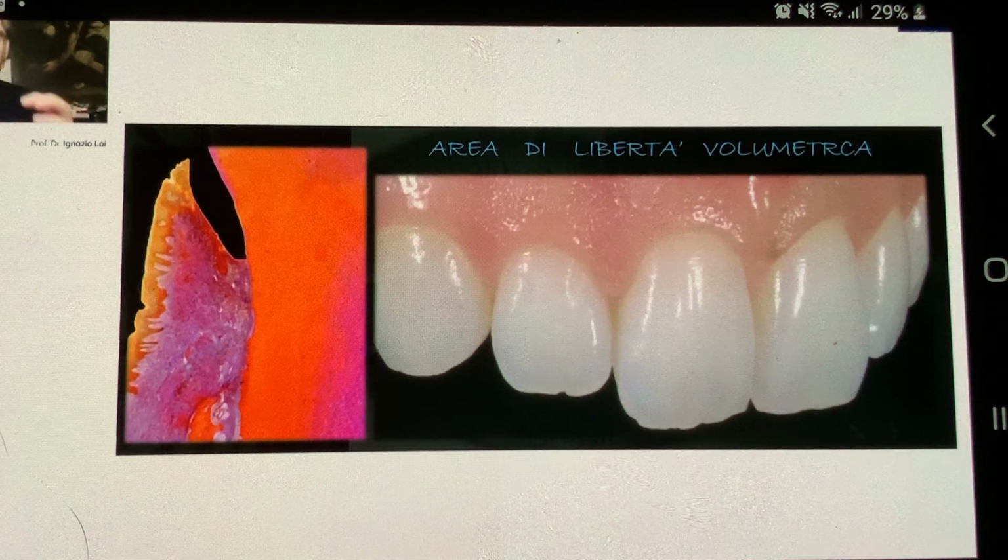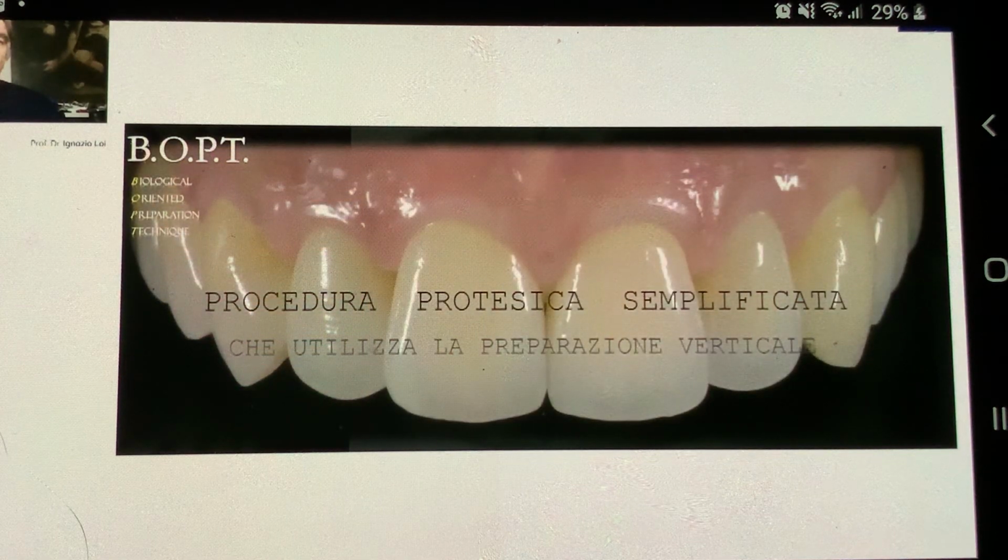We must always remember that the underlying shapes are the ones that change and dominate the upper lying parts, so the marginal tissues. So BOPT is a prosthetic procedure that is simplified, which uses vertical preparations to be able to be done.